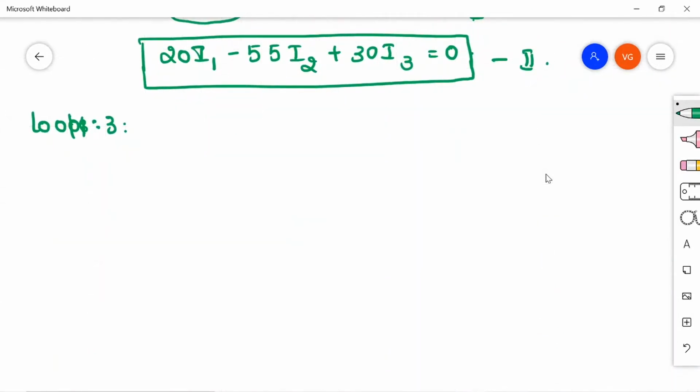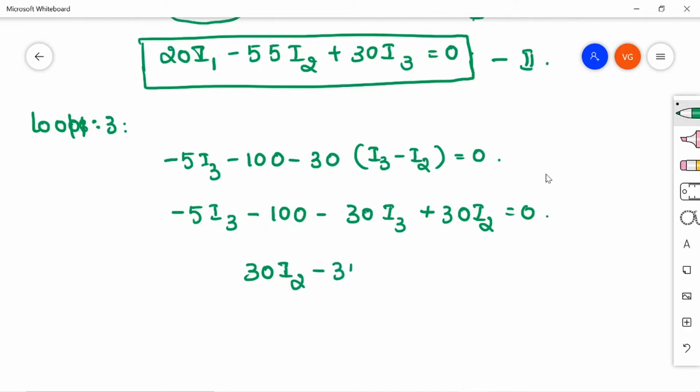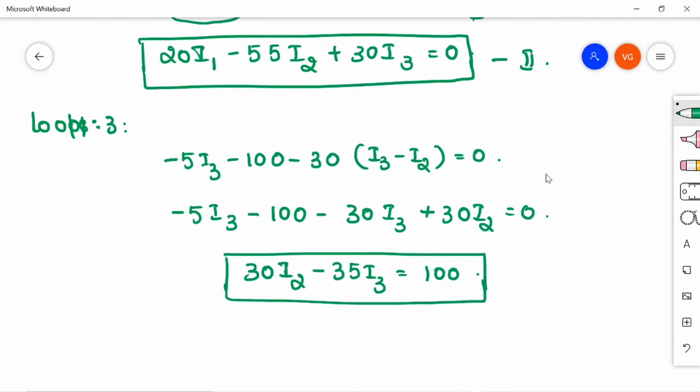So I'm writing it here. Minus 5i3 minus 100 minus 30 into (I3 minus I2) is equal to 0. So let us simplify. Minus 5i3 minus 100 minus 30i3 plus 30i2 is equal to 0. So I don't have I1. So what I have is 30i2 minus 35i3 is equal to 100, right? So this is my third loop equation.